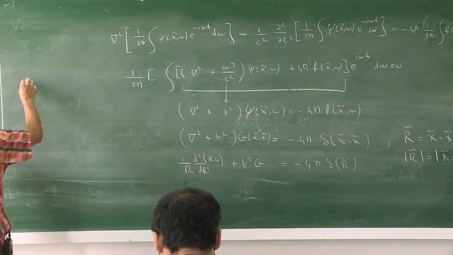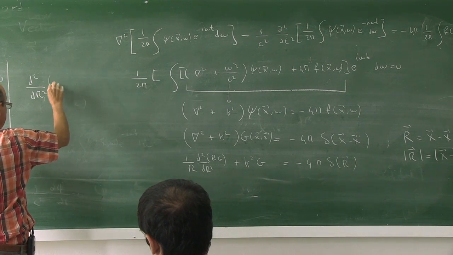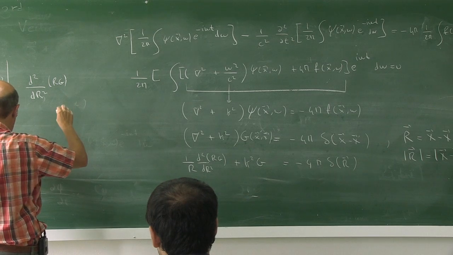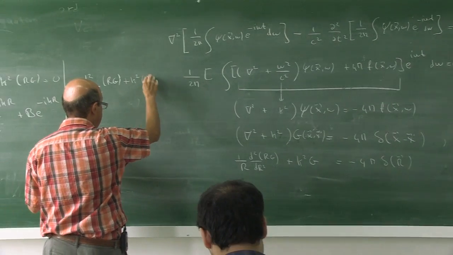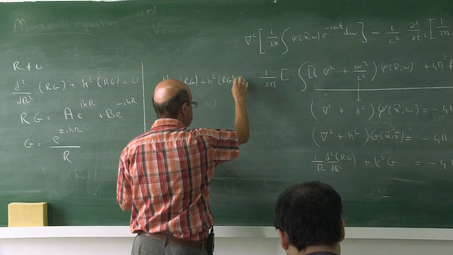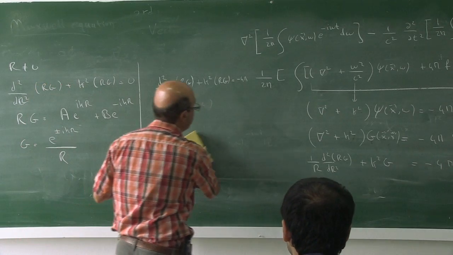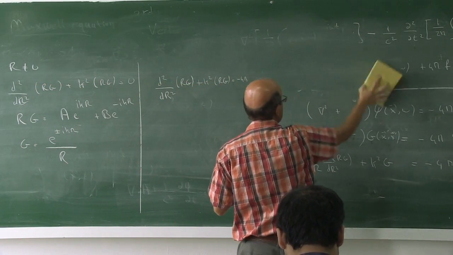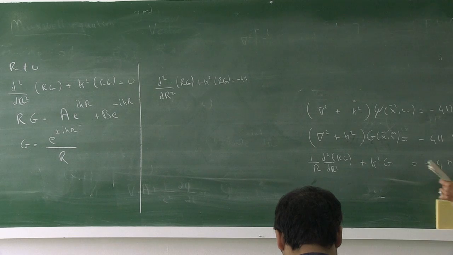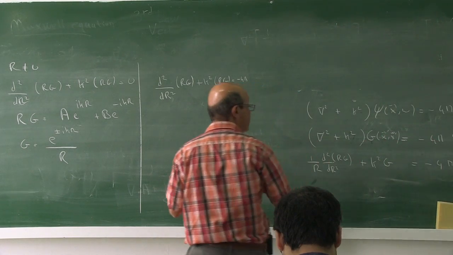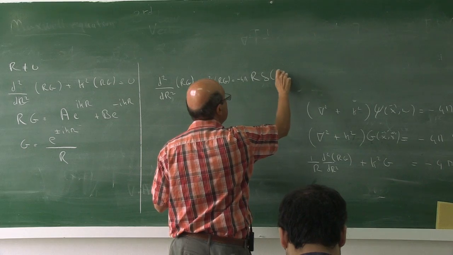So write the equation again: d square over dr square of rG, plus k square rG, equals minus 4 pi r delta r. So what I do is multiply by r on both sides. So that will be what? Minus 4 pi r delta r.